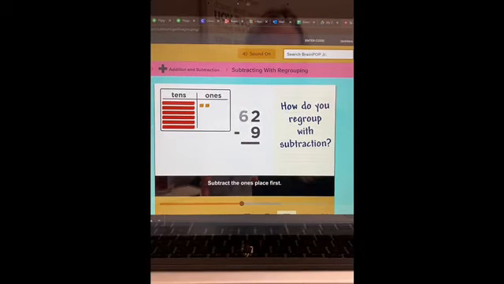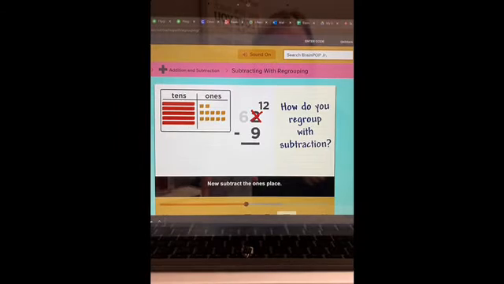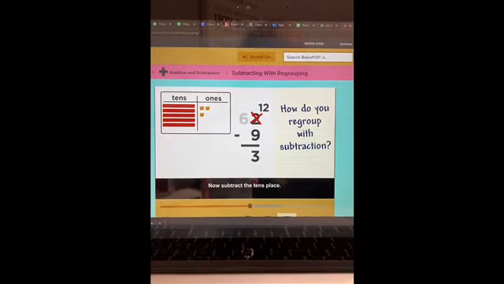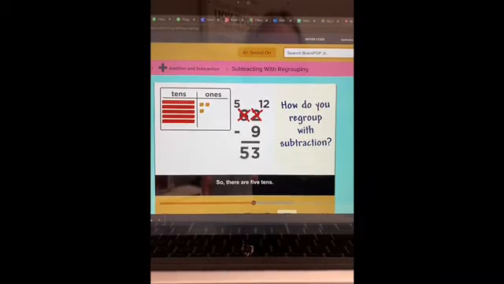Subtract the ones place first. Borrow one 10 and regroup it into 10 ones. Now subtract the ones place. What is 12 minus 9? 3. Now subtract the tens place. We had 6 tens, but we regrouped one 10. So there are 5 tens. 62 minus 9 is equal to 53.